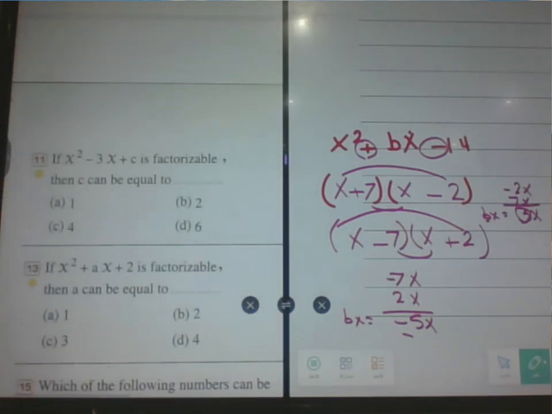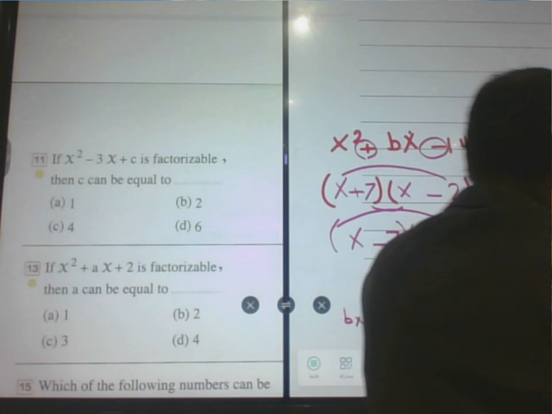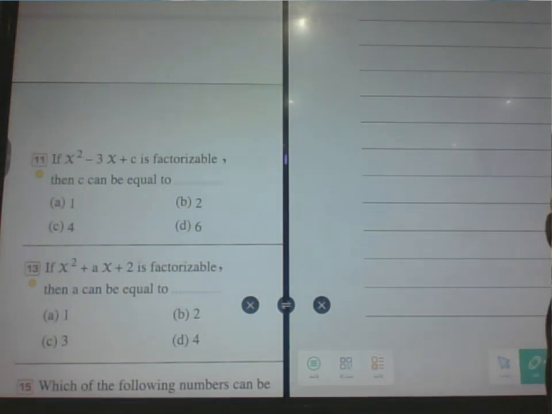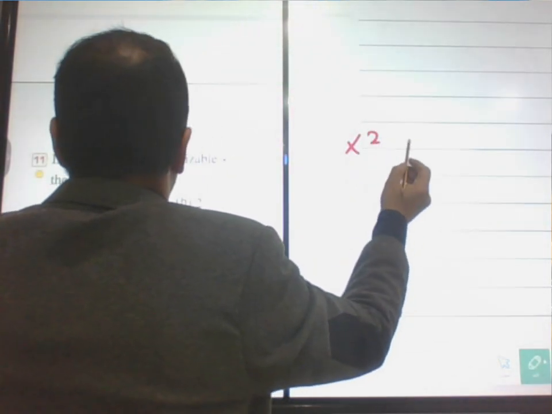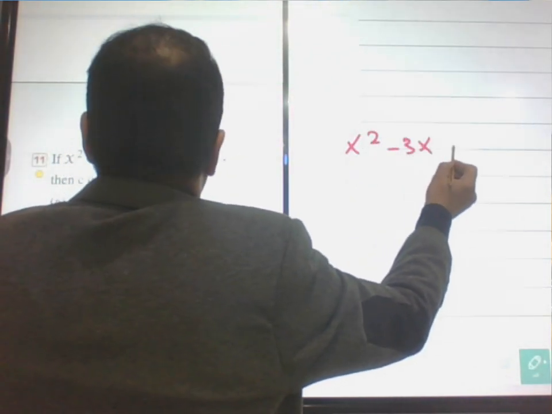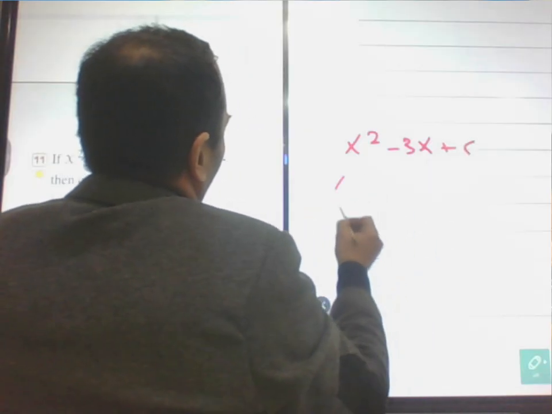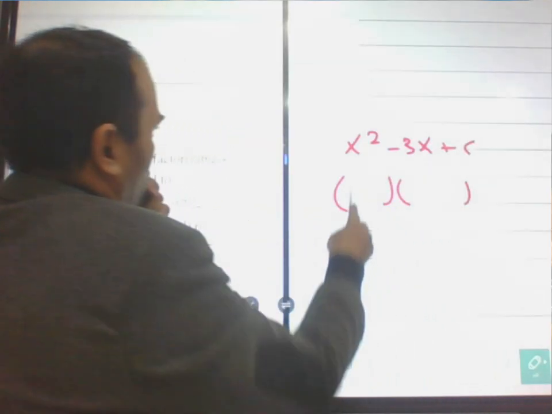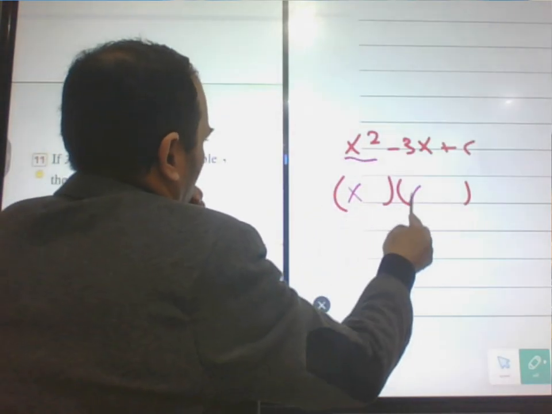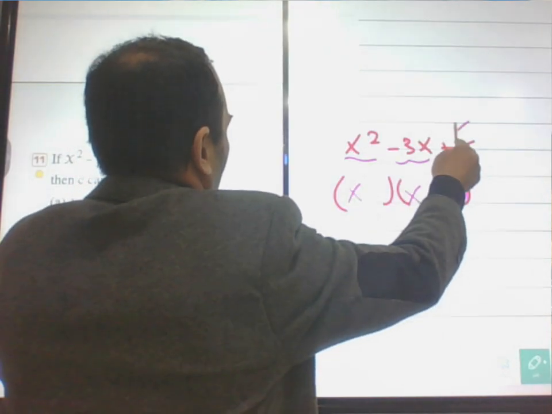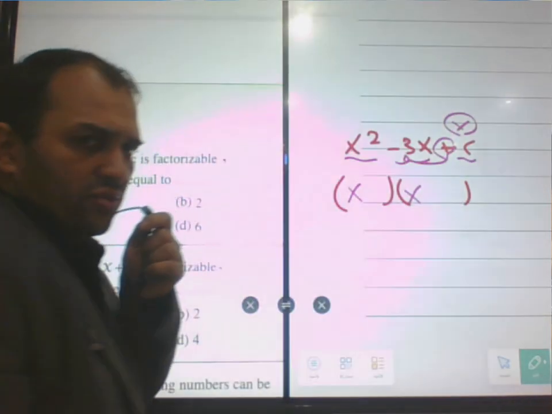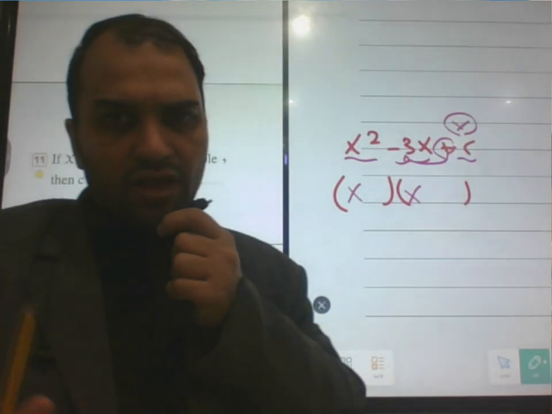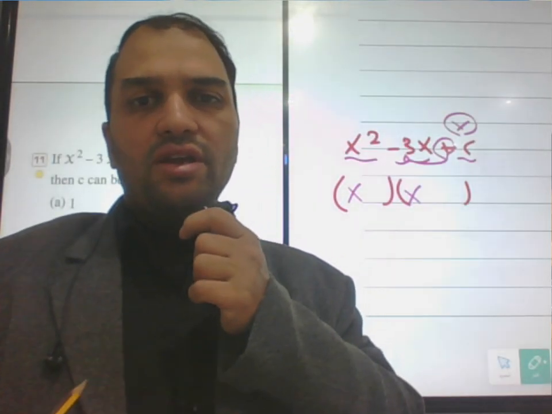Number 11. If x power 2 subtract 3x plus constant is factorizable, then C can be what? Okay, we can write x power 2 here. Listen to me about this expression, 3x plus C. We want two numbers, the product of them equal x power 2, here, x by x. And what is the number product of them equal constant, and addition between them equals 3. We want two numbers, the product of them equal C and summation equal 3. What is the number?